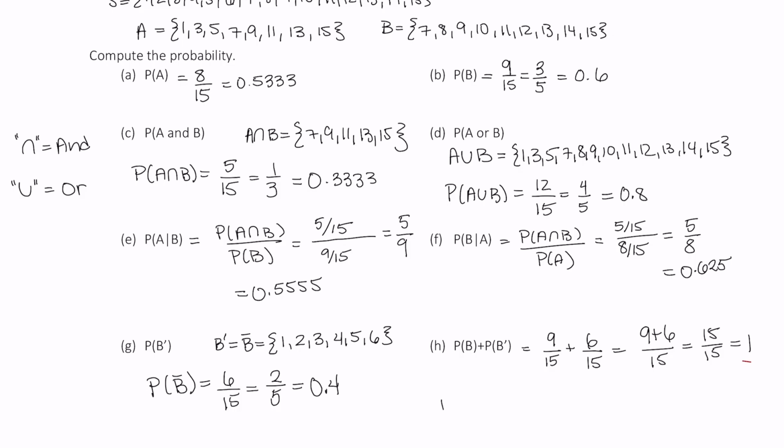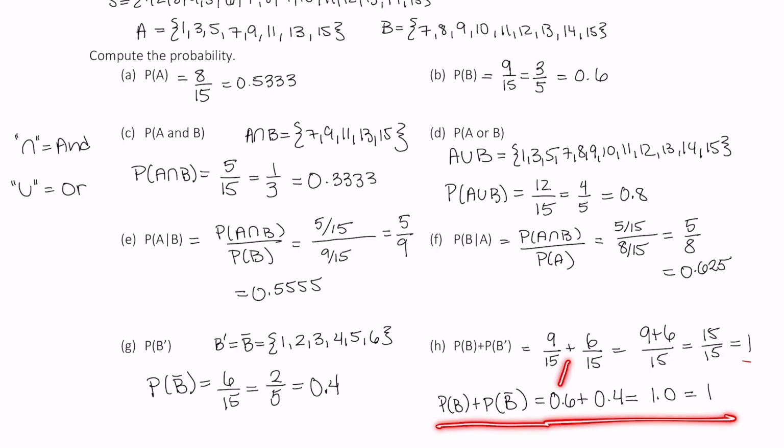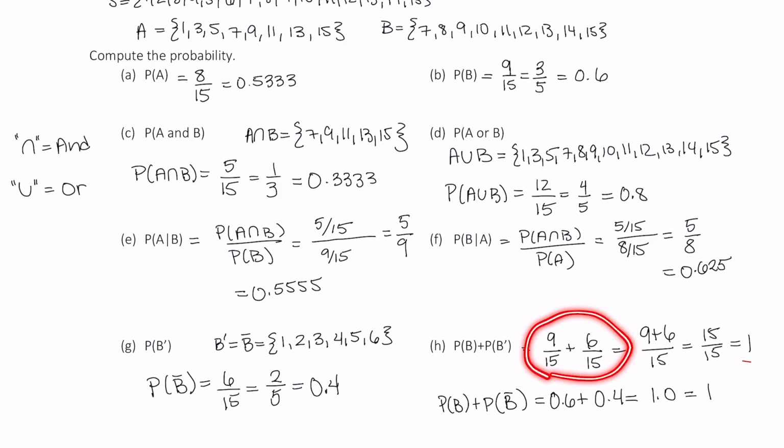We could have also done this using the decimal values. So the probability is 0.6 plus the probability of the complement, which is 0.4, and this becomes 1.0, which is just 1. One caution here, if you're computing something like this and you've rounded these probabilities, you might end up with something that's kind of close to 1, but not exactly 1 due to rounding. And if you go back and add the fractions, you're certain to get something that is 1.